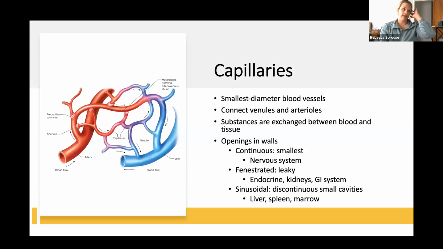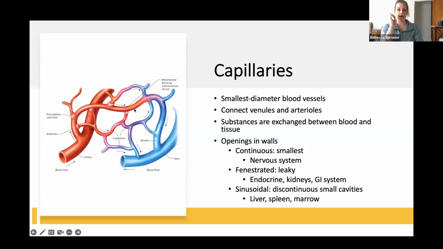Now, all arterioles lead to a capillary bed. So we have this picture here. We have an arteriole, which is a small artery. Here's your artery. Here's your arteriole. And then you have all these sphincters here. These sphincters are controlled by smooth muscle. And so this is your precapillary sphincter. That sphincter can open or close to accommodate more or less blood to enter that capillary bed.